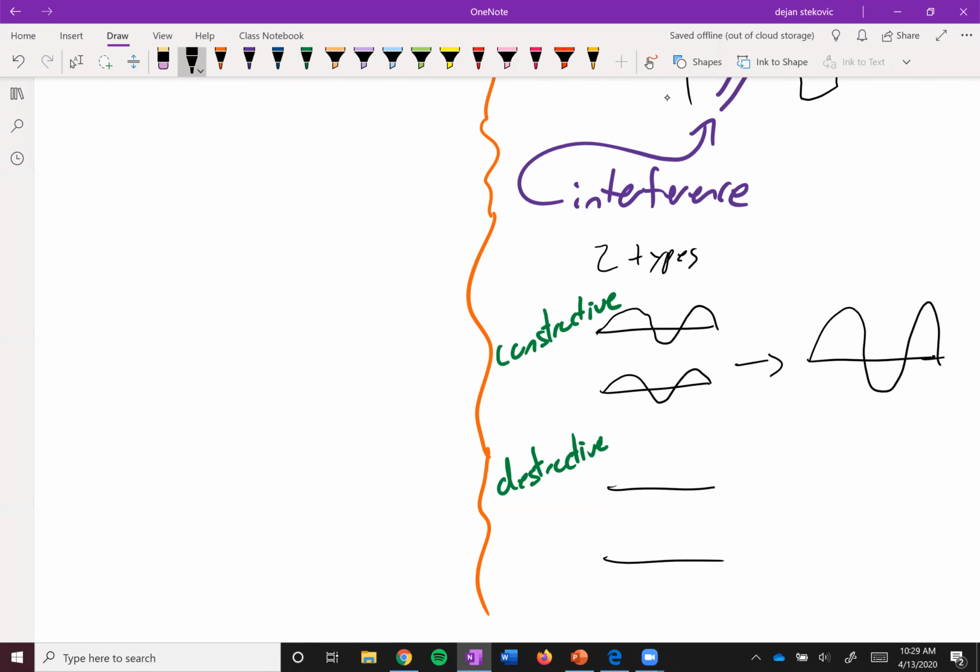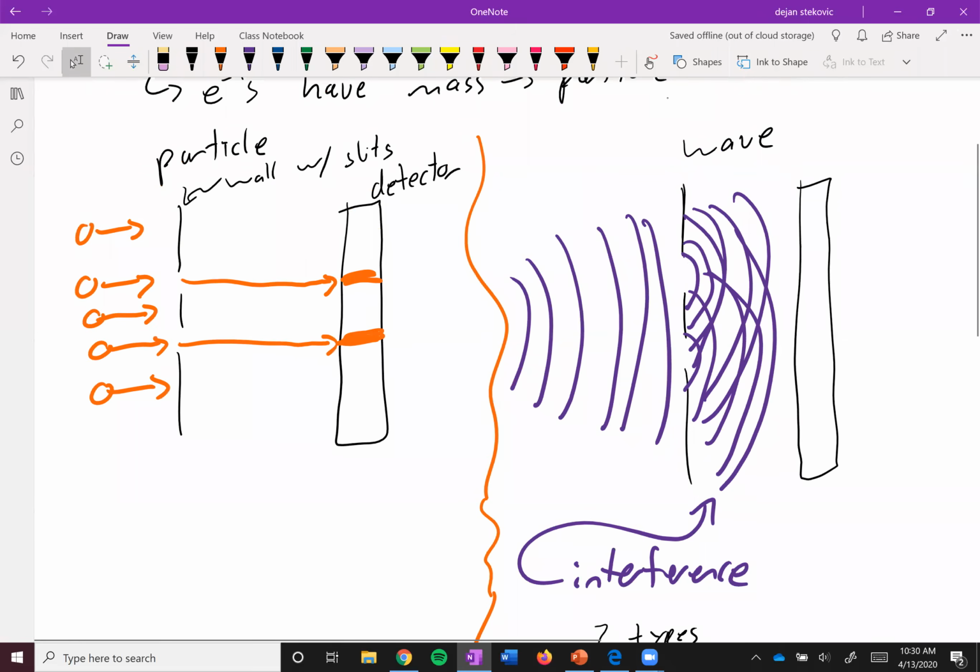In this case, they won't line up. You can tell the opposite things here. We have a peak here, and then it's a bottom here. So if you think about adding all of these up, they destroy each other, and you'd get nothing. So through this interference on this detector, basically what you should have is a bunch of lines throughout that represent the peaks of these waves.